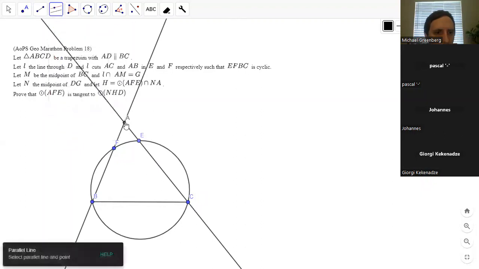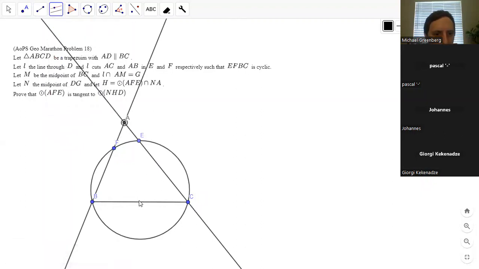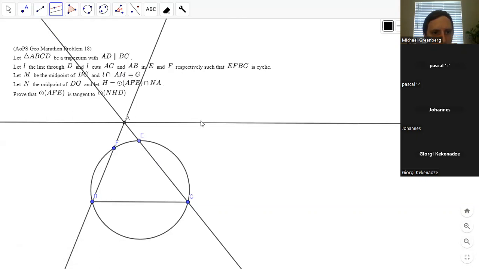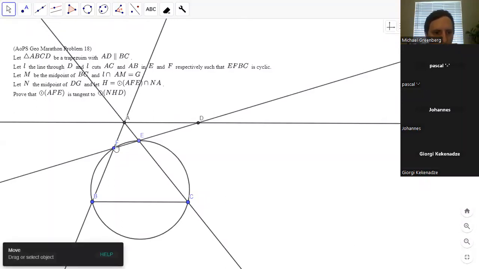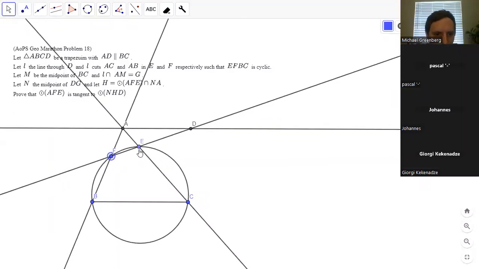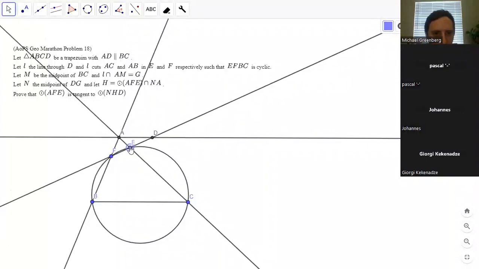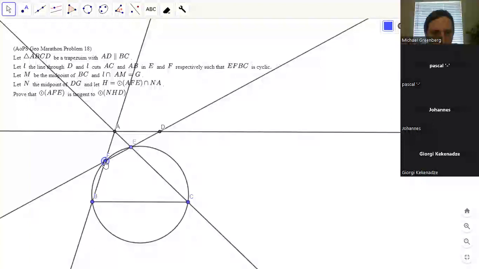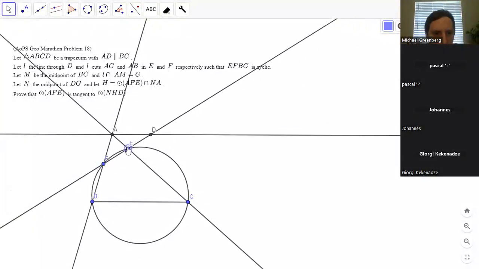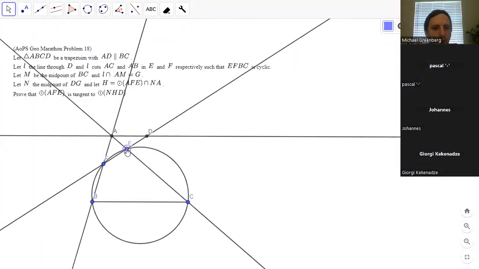So, D, so it cuts AC and AB. Okay, so I let EF meet this at D. And I think that should be good. All right. I don't want it to look isosceles, but I think that looks good.